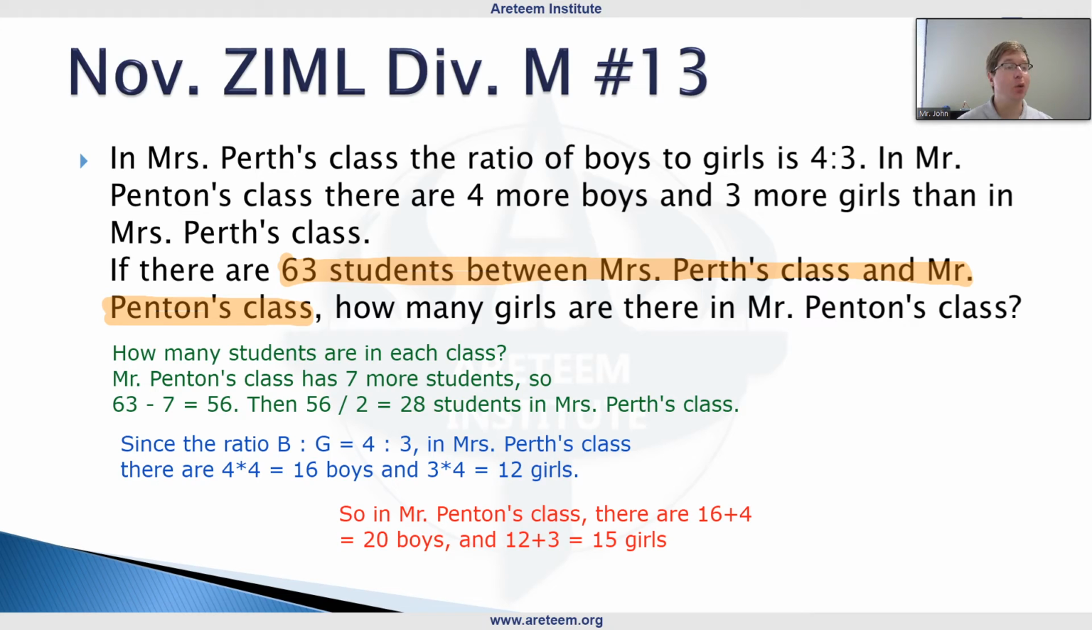Now, what is an interesting thing to notice here? What is the ratio of boys and girls in Mr. Penton's class? Actually, it's still 4 to 3. Notice that the ratio is preserved, with 4 more boys and 3 more girls. In fact, this ratio is the same in either of the classrooms, but that doesn't really help us out too much in this case.